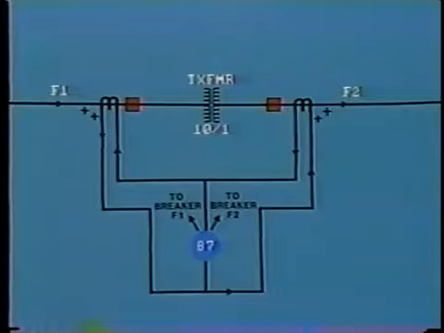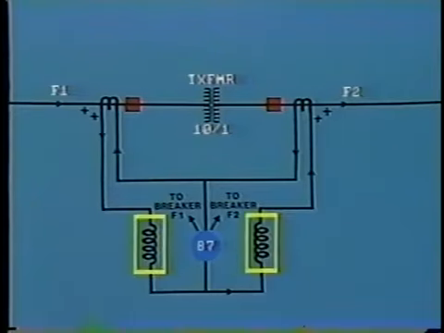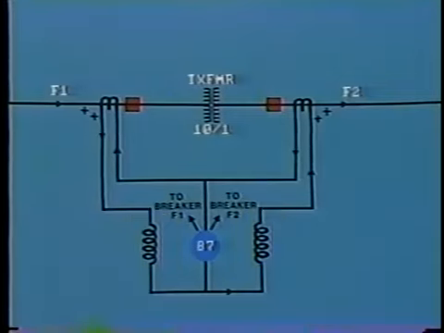In order to avoid these problems, restraint coils are normally fitted to the relay. Typically, the restraint coils are wound on the same core as the operating coil, but in the opposite direction. A separate restraint coil is connected into each secondary CT circuit. So how does this work?